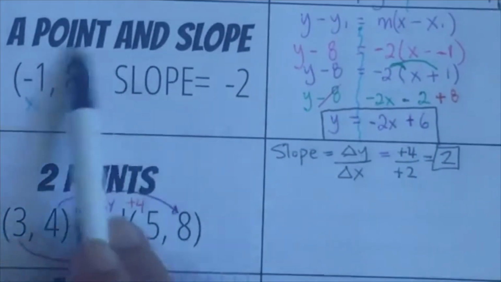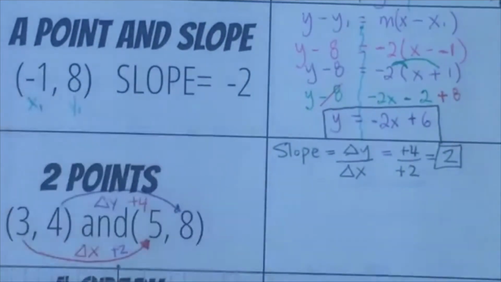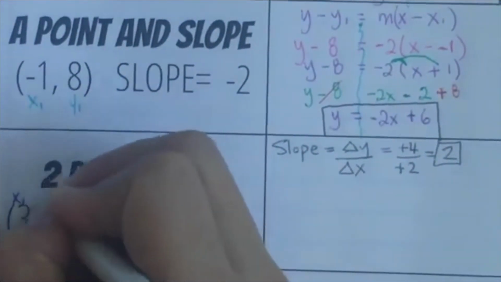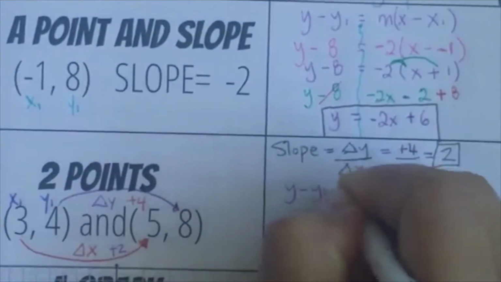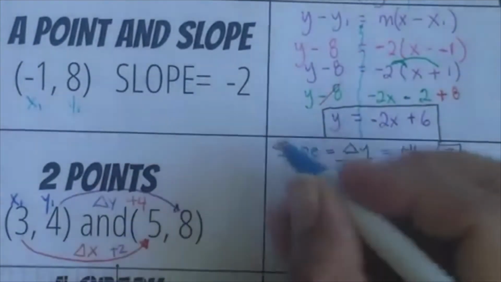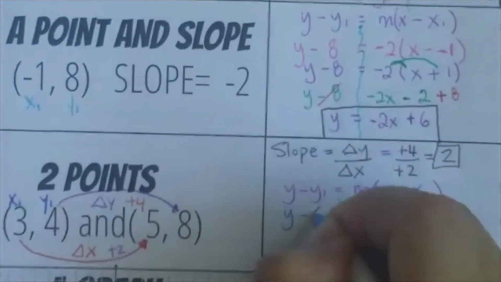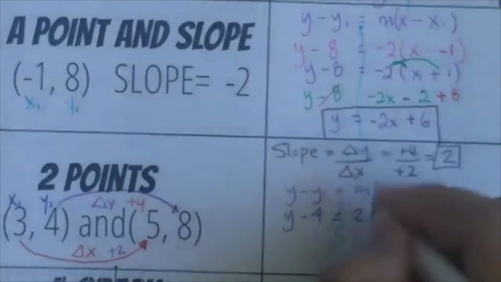So now I have 2 points. I just pick one. I want to pick the first one since it's just the first one. Alright, so label it x1, y1. And now you're just doing what you just did above. Y minus y1 equals m times x minus x1. So y minus y1, which is 4, equals m, which is 2, times x minus 3.